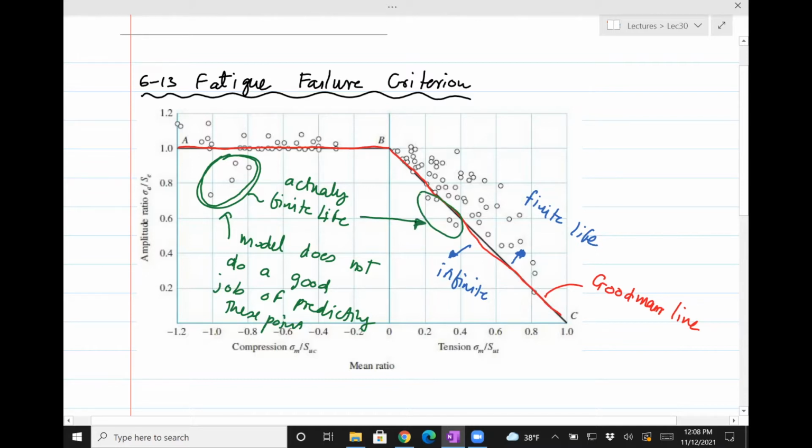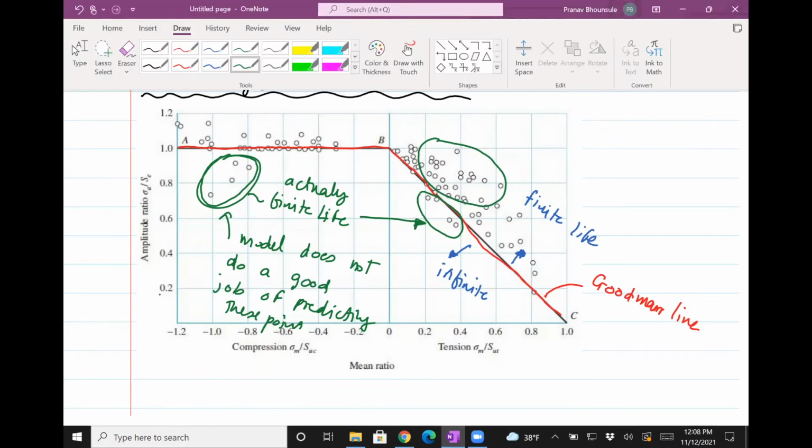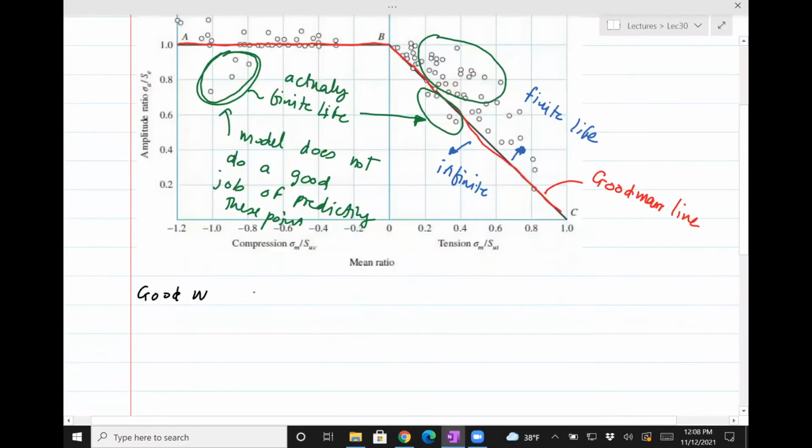So clearly, the Goodman line is not the best way of explaining the data. These points also have a problem, that they are not on the line. So why do we use the Goodman line? We use the Goodman line or equation because it's simple. It is conservative for tension.